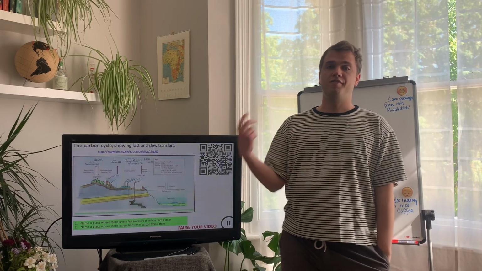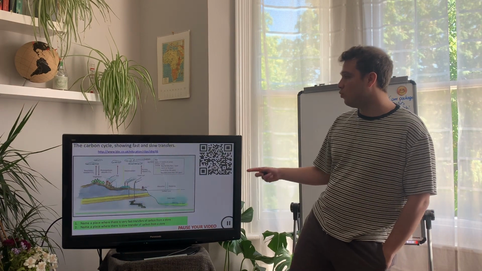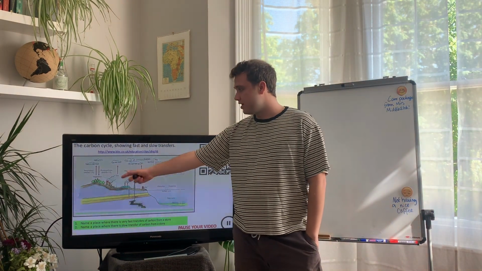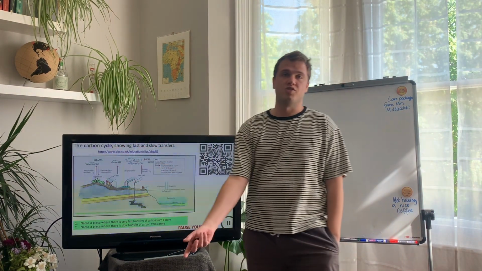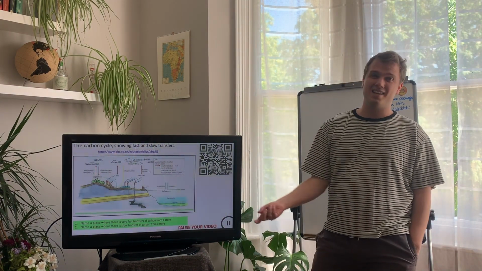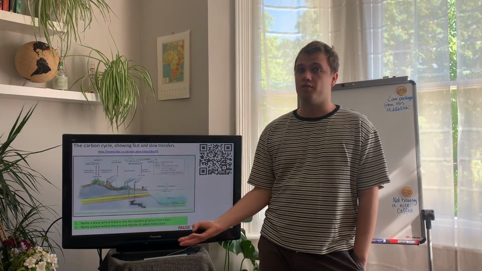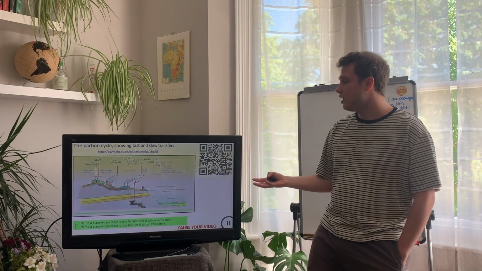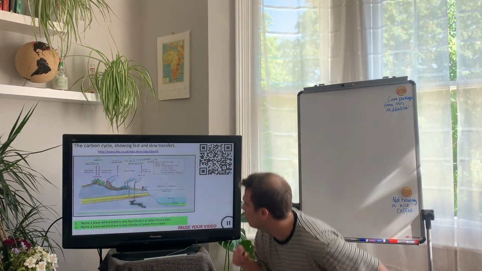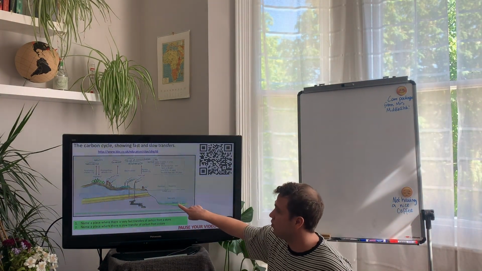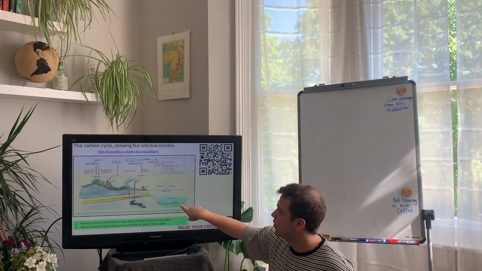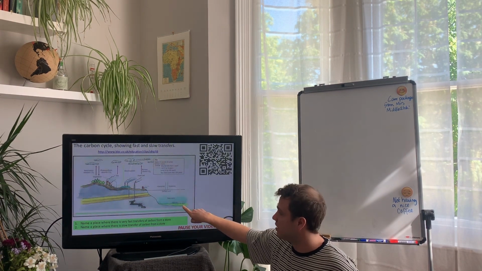Okay, so our fast transfers that you could have put down were burning fossil fuels, fires, photosynthesis, and respiration. These are all really quick. These happen in less than a year. These are quick flows of carbon. They happen very, very quickly. Whereas our very, very slow ones, there's only one that's very, very slow, which is the flow between sediments. Okay, so sediments in the ocean.